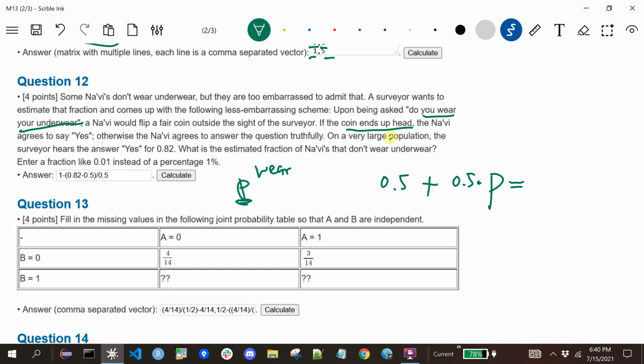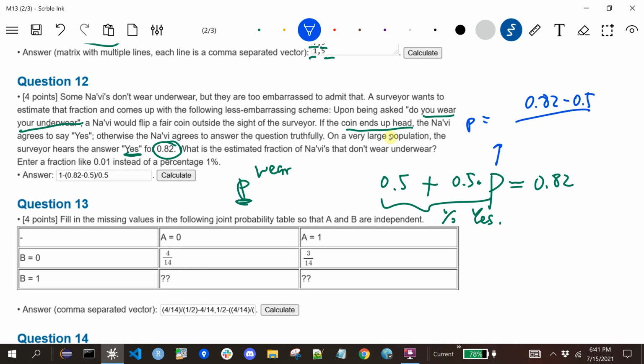And we know the result, which is the total number of yeses is 0.82. So this is basically the percentage of people who said yes. And we can solve this. So this means P is 0.82 minus 0.5 divided by 0.5. And we want the probability of these people not wearing underwear. So it's just 1 minus the expression we have.